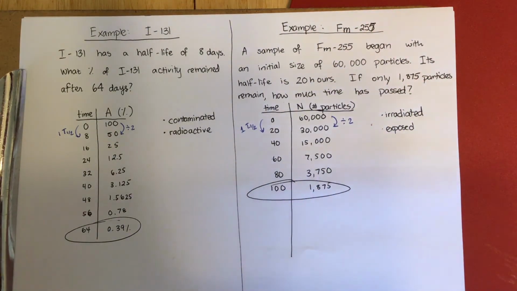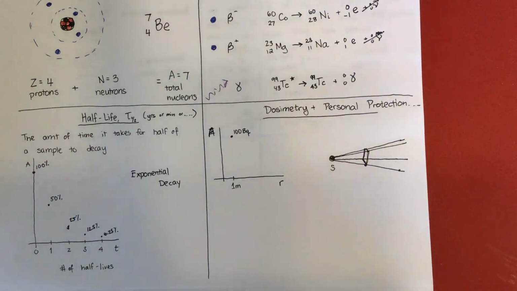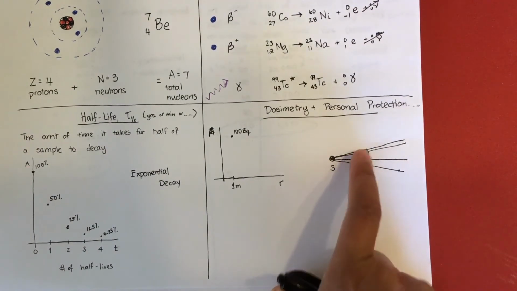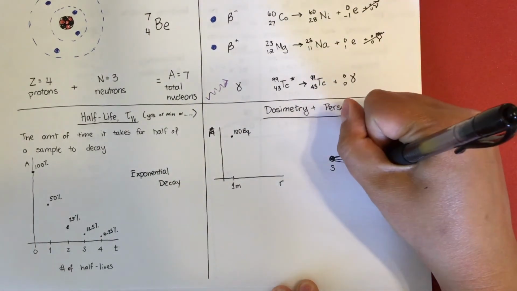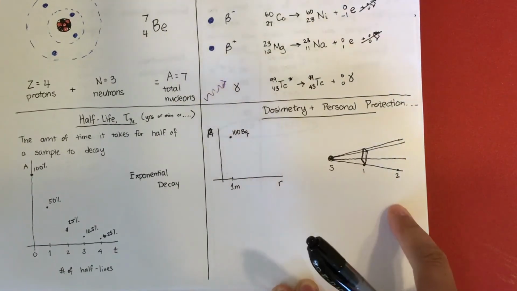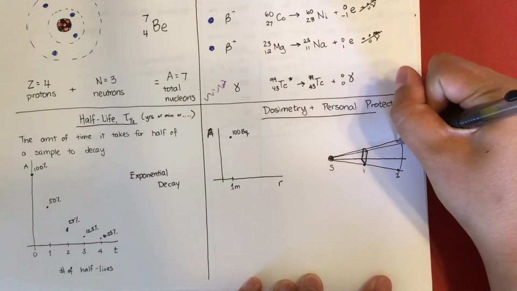Okay, which brings us to what we're working on now. The rest of the unit is dedicated to dosimetry and personal protection. And so far, you guys have done activity versus distance. If you are far from a radioactive source, imagine this is your source, those same 100 particles, we're going to imagine 100, now have to get broken up over not twice the area when you're twice as far away, but actually 4 times the area.